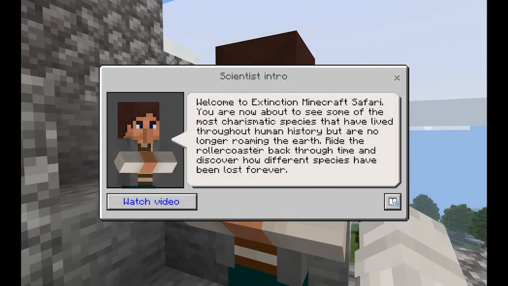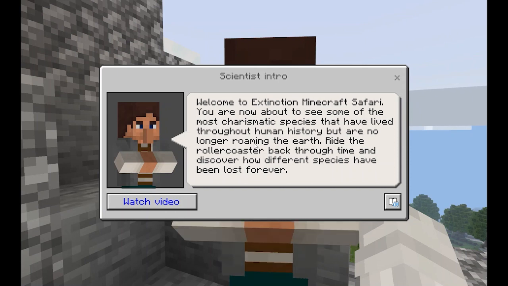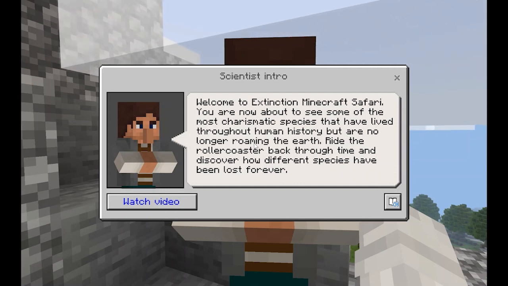Welcome to Extinction Minecraft Safari. You're now about to see some of the most charismatic species that have ever lived throughout human history, but are no longer roaming the Earth. Ride the roller coaster back through time and discover how different species have been lost forever.